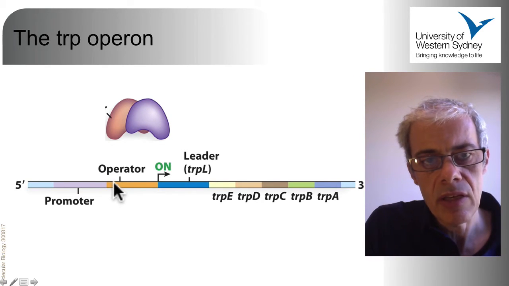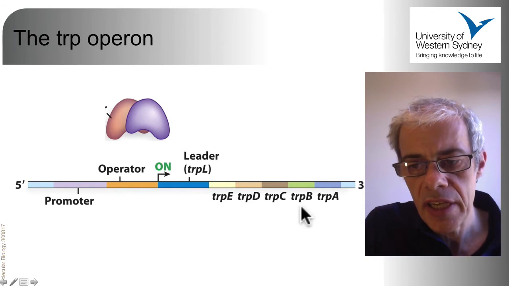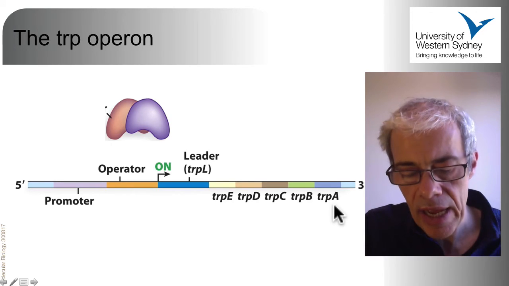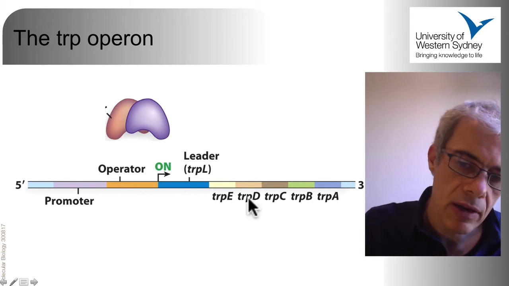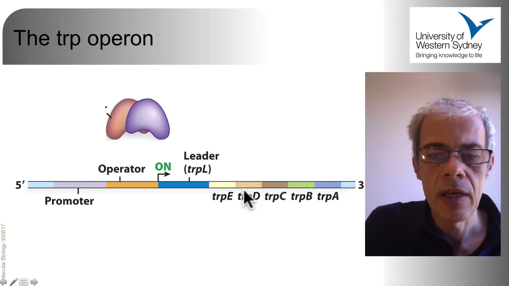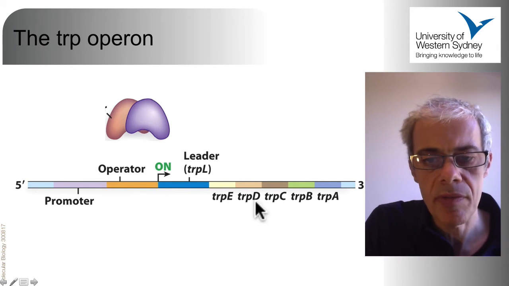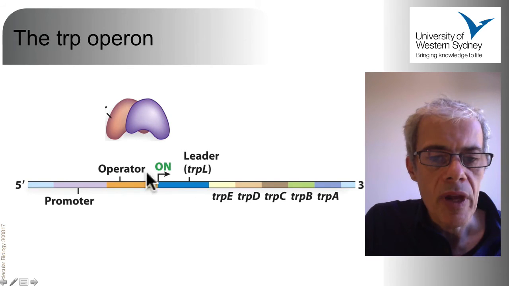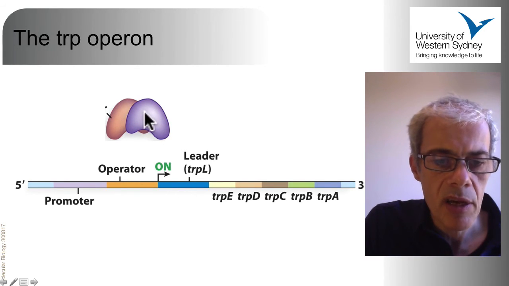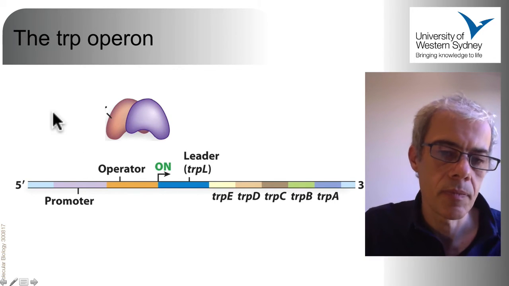Here is the trp operon. There are 5 genes in the trp operon, trpE, D, C, B, and A. I don't know why they're in reverse order to A, B, C, D, and E, but that's just the way they are. So here are the 5 genes of the tryptophan operon. We have an operator here, which is the binding site of the repressor. The repressor is a dimer, and here's the promoter.